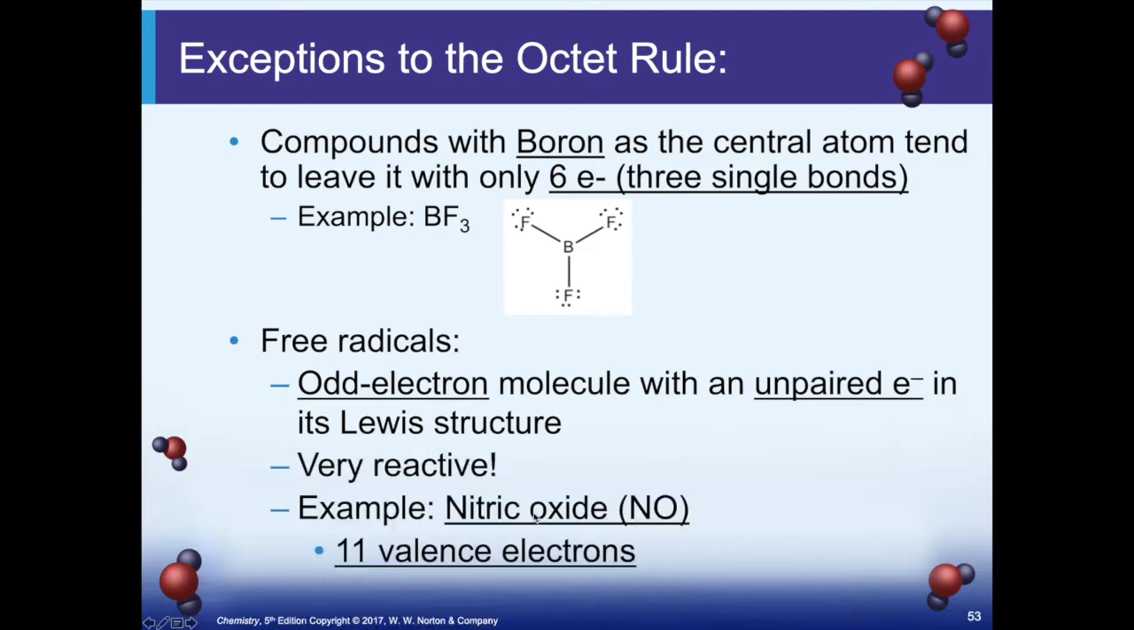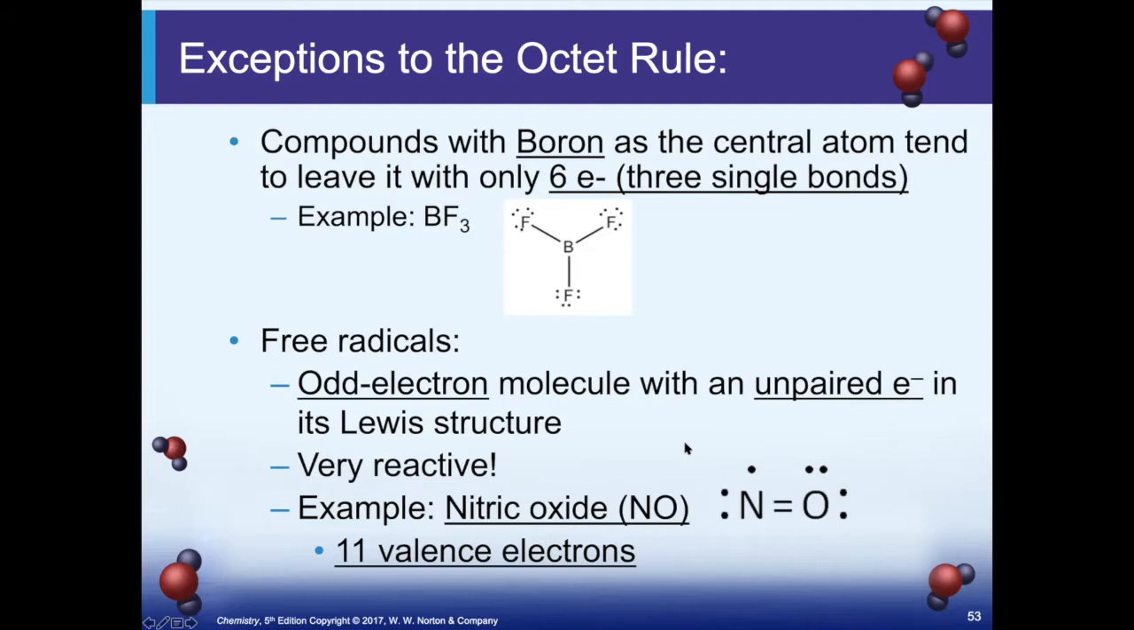And so a good example of that is nitric oxide, NO. So if you do the electron count, you've got 5 for the nitrogen plus 6 for the oxygen, totaling 11. And so if you were to draw the Lewis structure for that, there's no way around it. You have to draw an unpaired electron on it. And so it might look something like this. Okay, so those are the two easy to talk about exceptions to the octet rule.